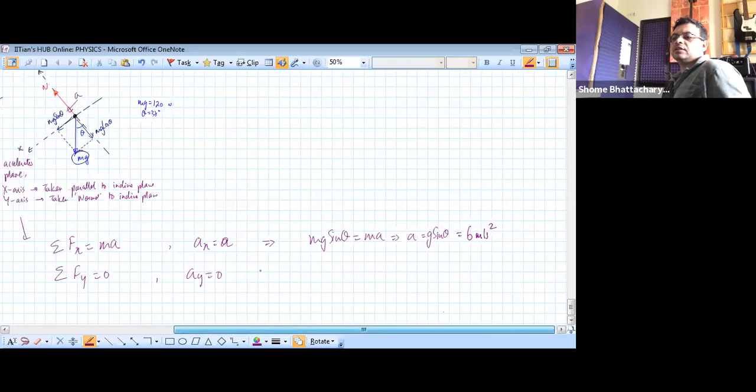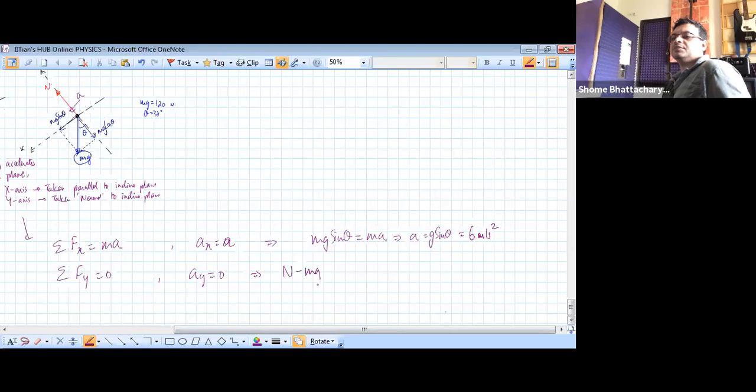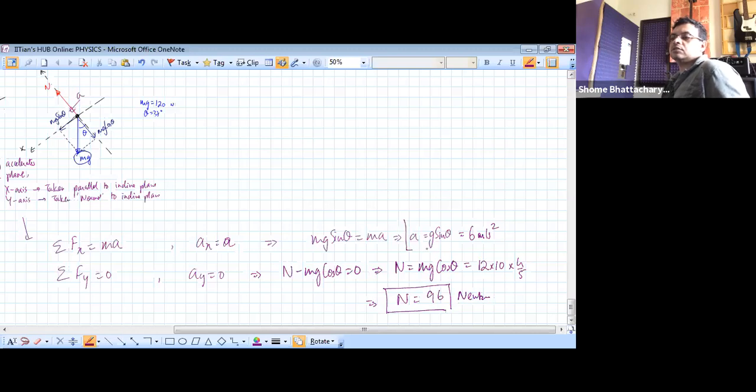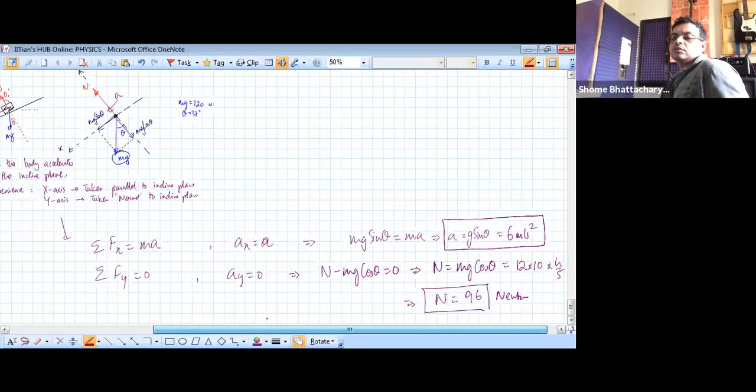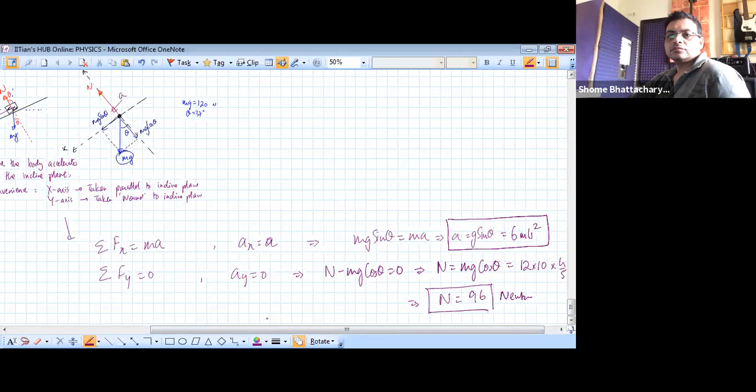Whereas what does the second equation tell us? That along the y-axis, the net force is 0. So N minus mg cos theta is equal to 0. So the normal reaction should balance mg cos theta, which in this case is 12 into 10 into 4 by 5. So the normal reaction will be 96 newtons, whereas the acceleration was 6 meters per second square. This is the complete solution of the first part. All right, people, this is clear, I hope.